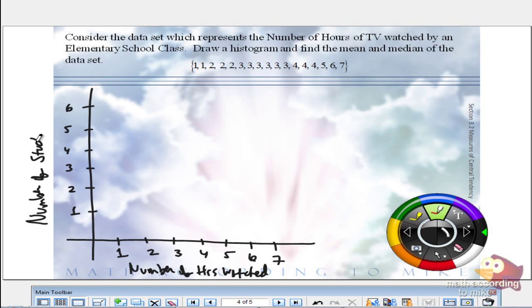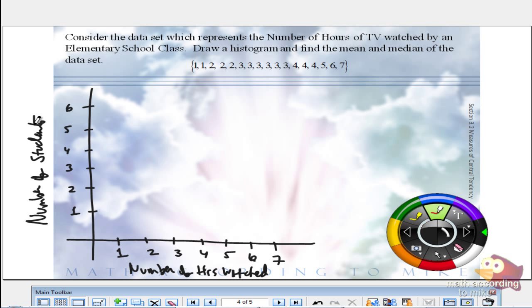Whatever the data actually is, that's the x-axis. And the number of those times is the y-axis. So remember, the y-axis is the frequency or your relative frequency. In this case, since it just says histogram, we're doing a frequency histogram.